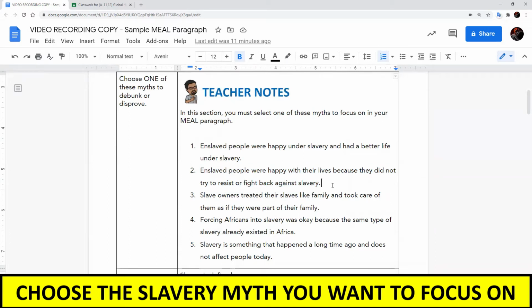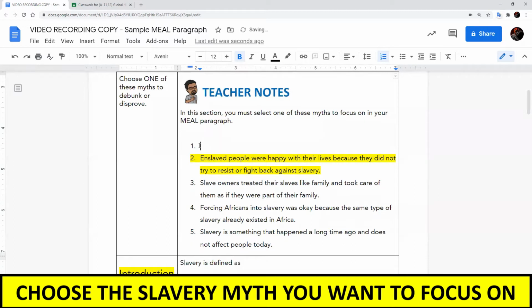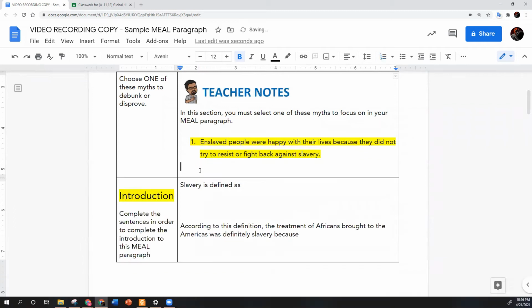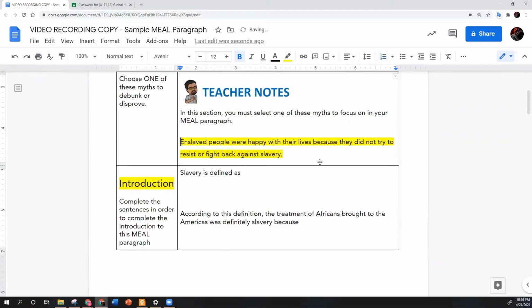So once you make your selection, you can do one of 2 things. You can simply highlight the myth that you're going to focus on, so that I know what you're really trying to work on. And what you can also do is delete all of the other options and leave only this one. So I'll just do both to make it very clear what's going to be worked on. Okay, so there you go. Now it is very clear which myth is the focus of this paragraph.